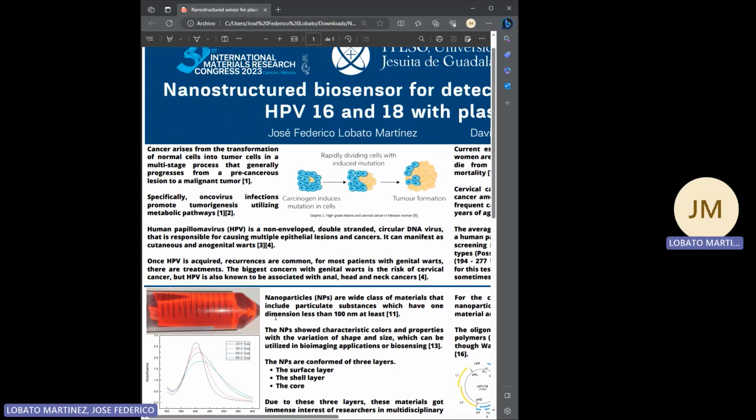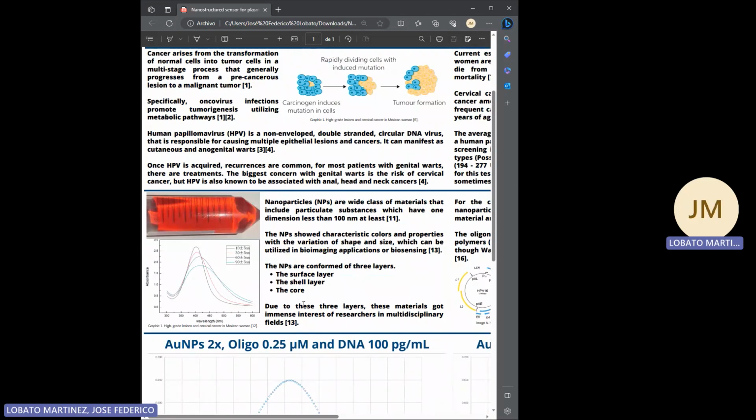Well, what we're using for the biosensor are two things: nanoparticles and the plasmon response that the nanoparticles have, and the oligo and HPV L1 section. First we have the nanoparticles, which are a wide class of material that include particulate substances, which have one dimension less than 100 nanometers at least. Depending on the shape of these materials, this can be 0D, 1D, 2D, or 3D dimensions. The nanoparticles show characteristic colors and properties with a variation of shape and size, which can be utilized in bioimaging applications or biosensing.